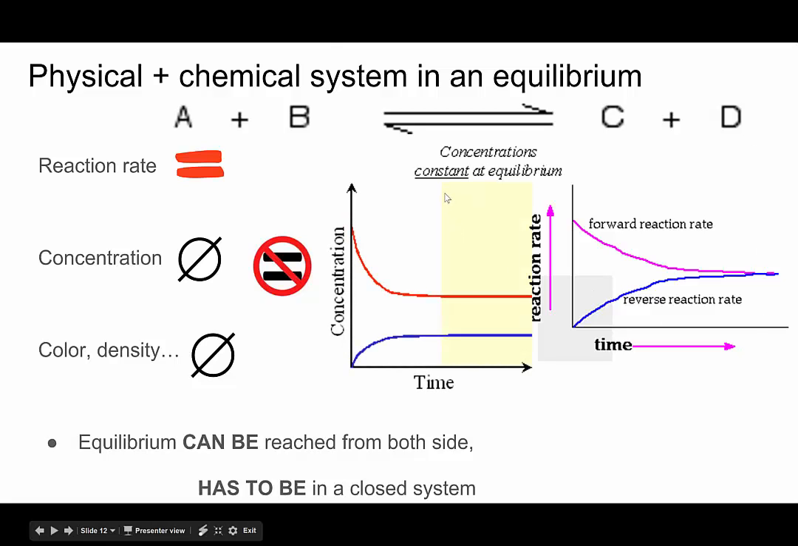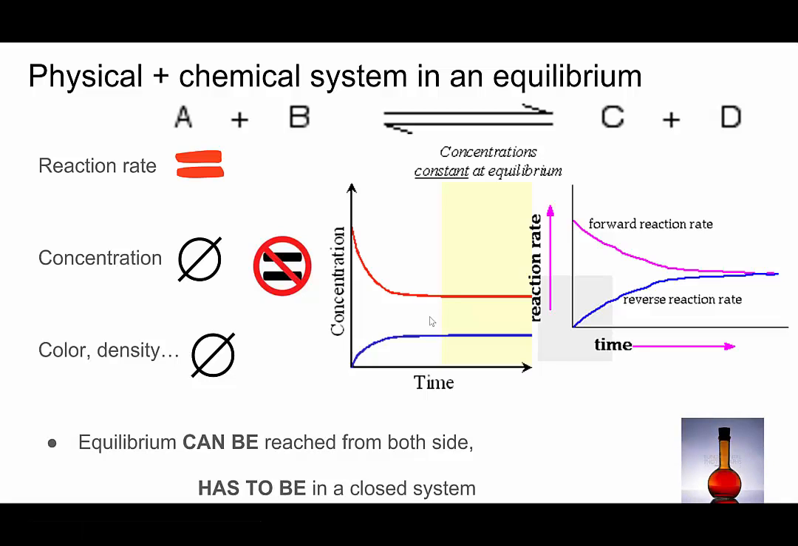The concentration, when it reaches equilibrium, which is right over here, will remain constant. But as you can see, these two lines haven't reached the same point yet. That means the concentration will not be exactly the same for my reactant and product, whereas the color and density will remain unchanged as well. Two points we need to take notice of.